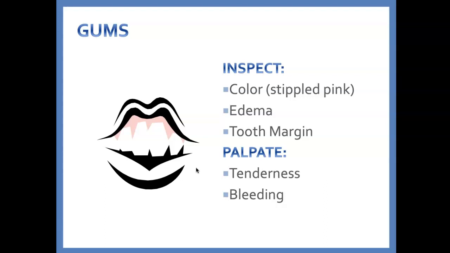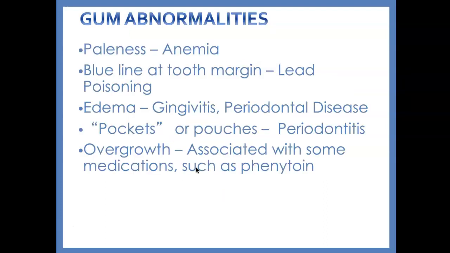All right, the gums, again, just a brief inspection. They should be pink, uniform with the buccal mucosa. Look for any type of edema. Sometimes there are certain medications that make the gums really edematous. And look at the tooth margin. See if the gums have receded at all. Just general palpation for any tenderness or bleeding.